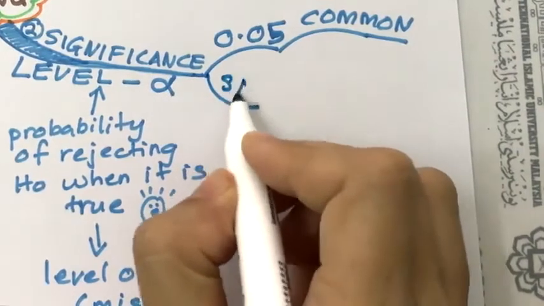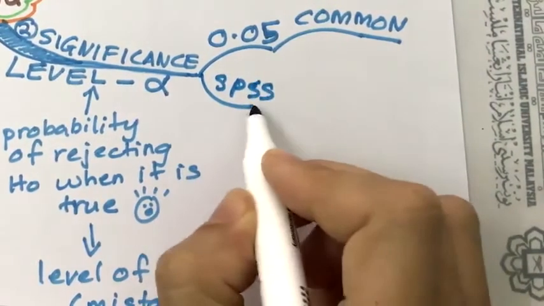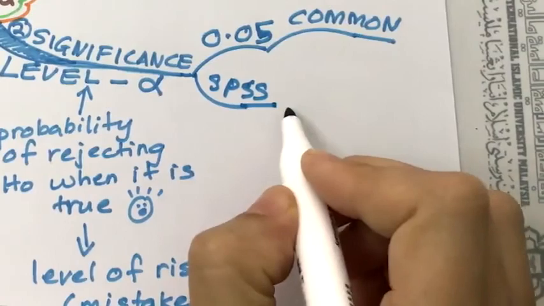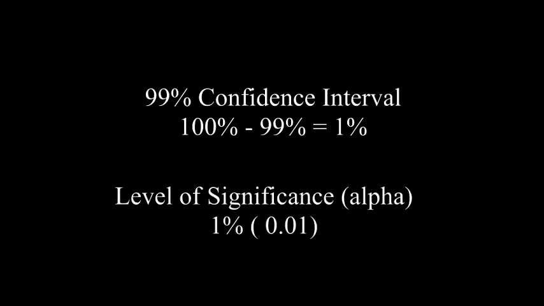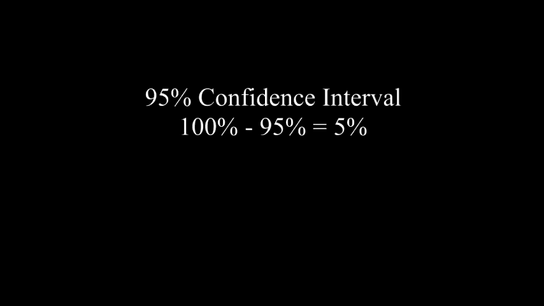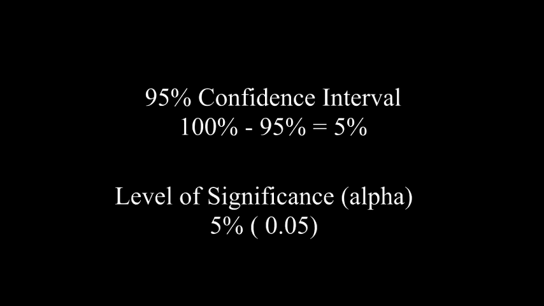In SPSS, the value for alpha is determined by the confidence interval that we choose. For example, 99% confidence interval is equivalent to 0.01 level of significance, and 95% confidence interval is equivalent to 0.05 level of significance.